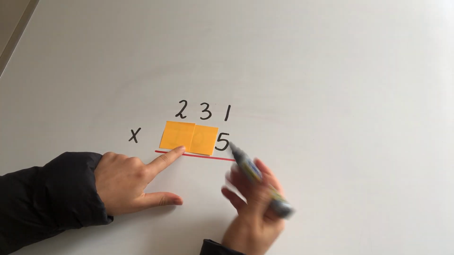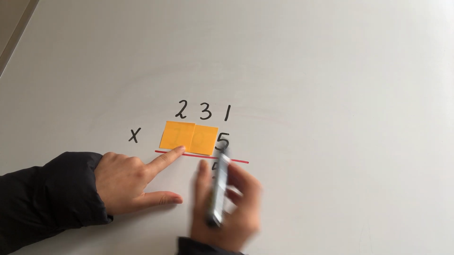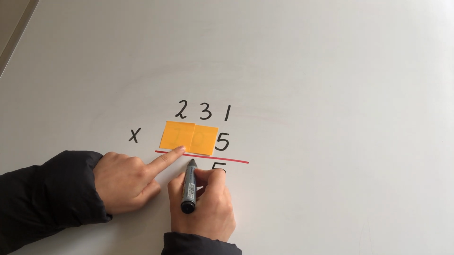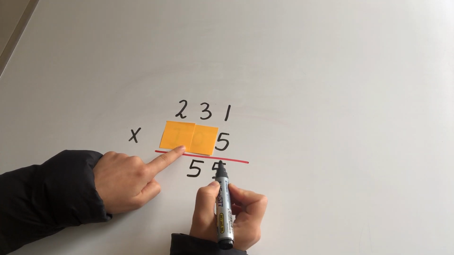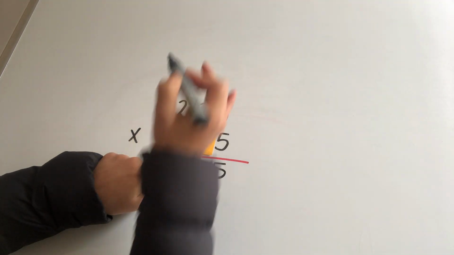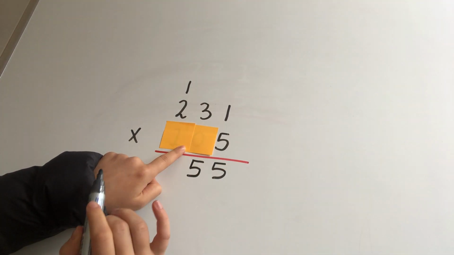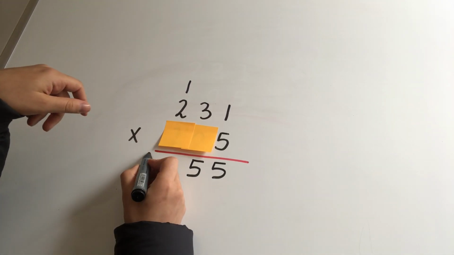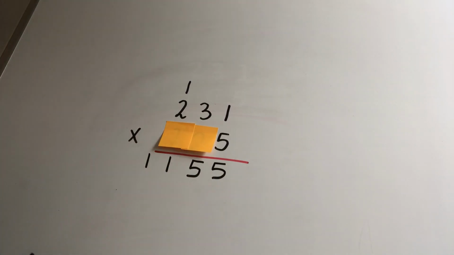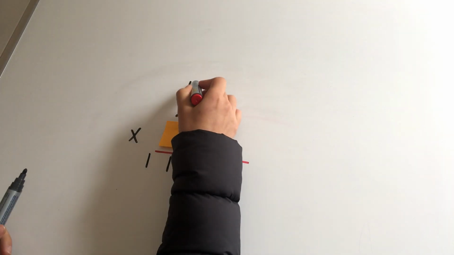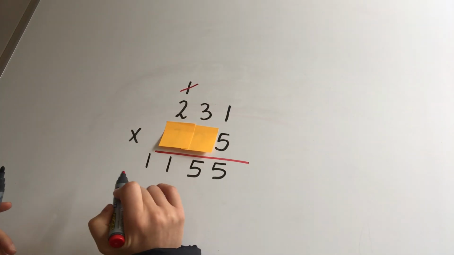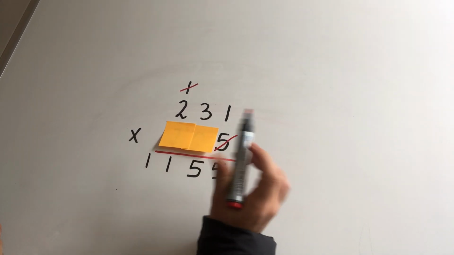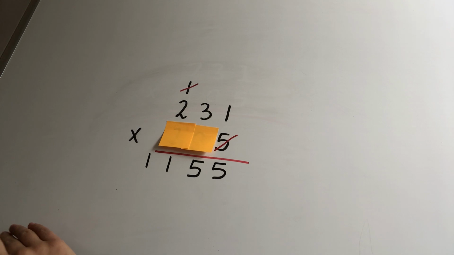So 5 groups of 1 is 5. 5 groups of 3 is 15. So we need to rename, put the 5 tens down, carry the 100. 5 groups of 2 is 10, add 1, which is 11. There's no further calculation, so I'm going to write it all down. I've added this 1, so I'm going to make sure I cross it out, and we have multiplied our 5 by our top number, so I'm going to cross the 5 out as well so we don't get confused.